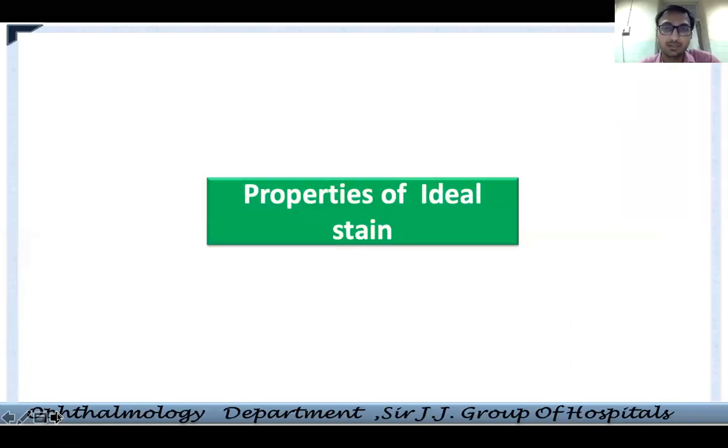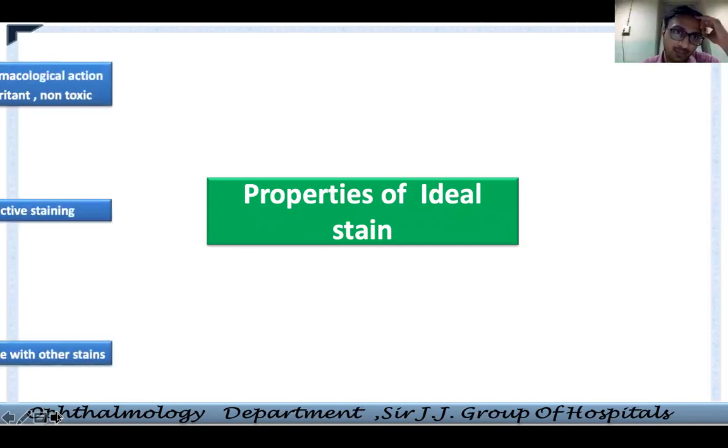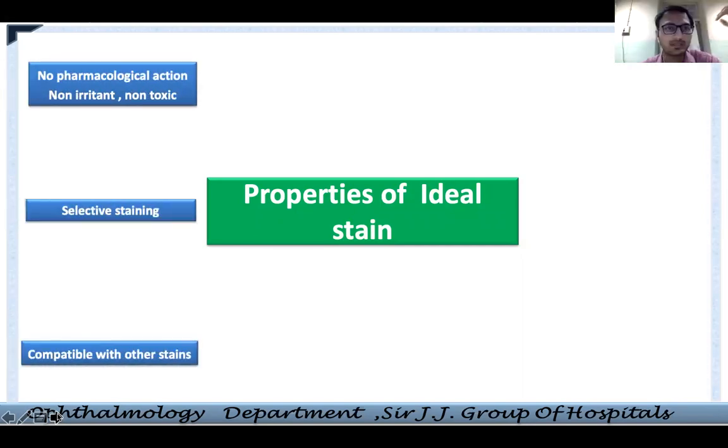The ideal stain is something that is not available, but it is described every time in the theory. So, what do we want? We want something that has no pharmacological action, not an irritant. It should selectively stain. Like I want to stain the central part of the cornea, or the periphery, or only the medial part of the conjunctiva.